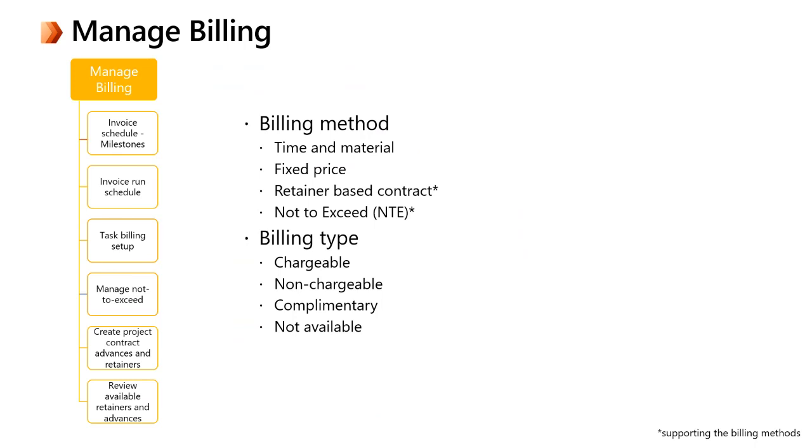As part of the managed billing process, the first thing you need to do is create some scheduling. On the fixed price, you schedule your milestones. On the time and material contract lines, you schedule your invoice run that can be picked from automated invoicing, which will be shown later by Roman. You can have some flexibility and drill down even more and do some additional scheduling on the different methods through the task billing setup. You can set up and manage not to exceed on a contract level or on time and material lines. And you can also create, as I mentioned earlier, the project contract advances and retainers.